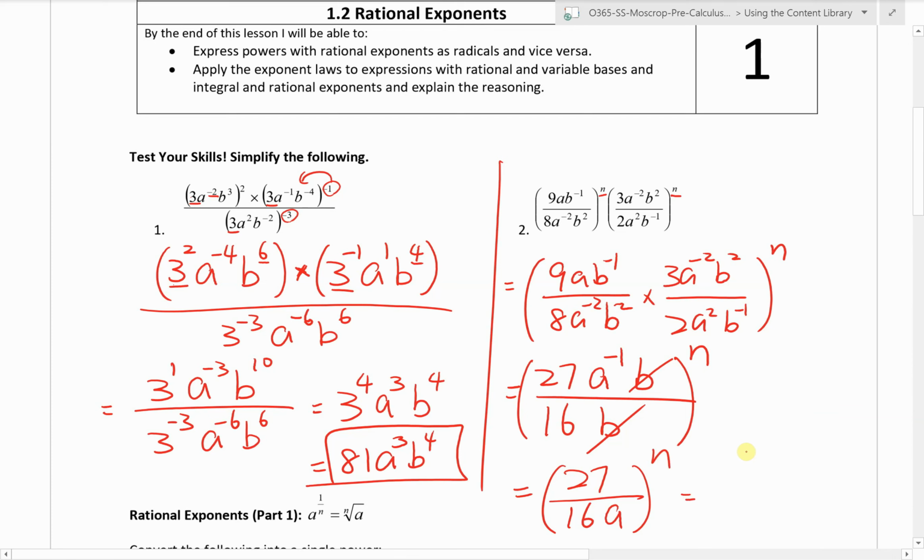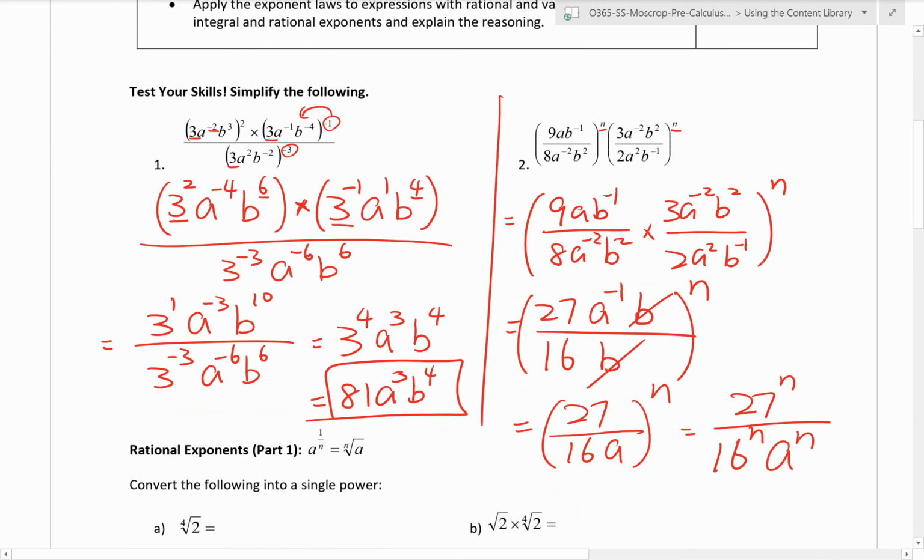Finally, you could just distribute the n. So then you get 27 to the power of n over 16 to the power of n times a to the power of n. And that will be your final answer. Okay, so hopefully, somewhat complicated examples, but nothing new here. It's just applying the rules that we've learned in the past.